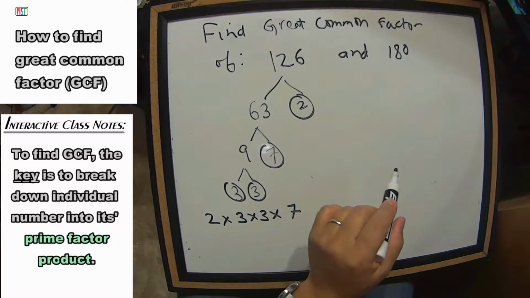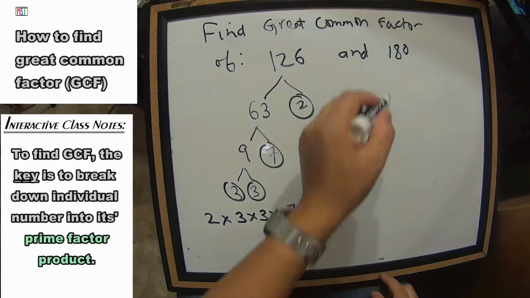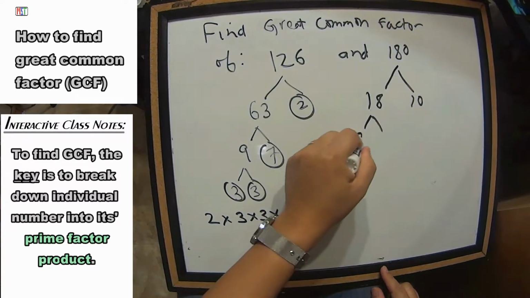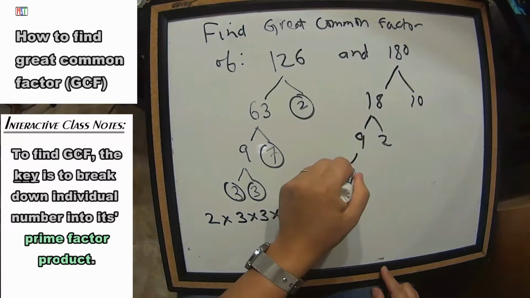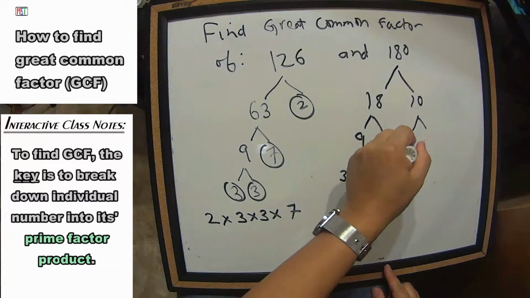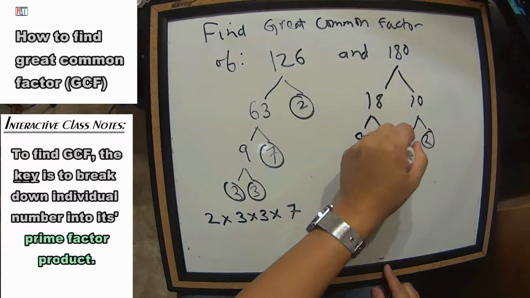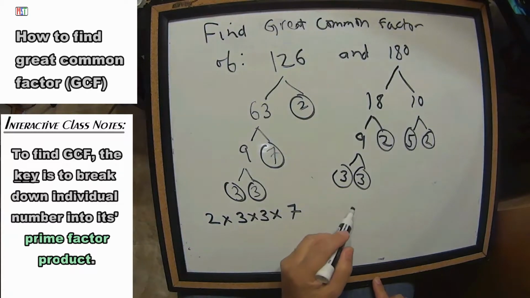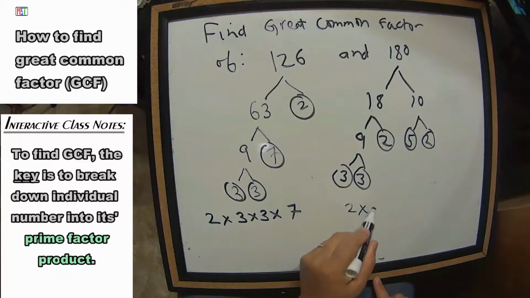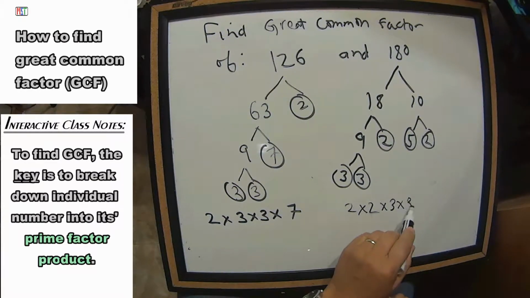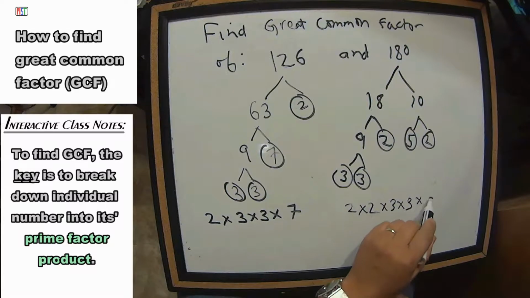Alright, and then for 180, we can break it down to 18 and 10, and 18 can be broken down to 9 and 2, and 9 can be broken down to 3 and 3, and 10 can be broken down to 5 and 2. So we have all these prime factors, and we'll group them together into the prime factor product: 2 times 2 times 3 times 3 times 5.